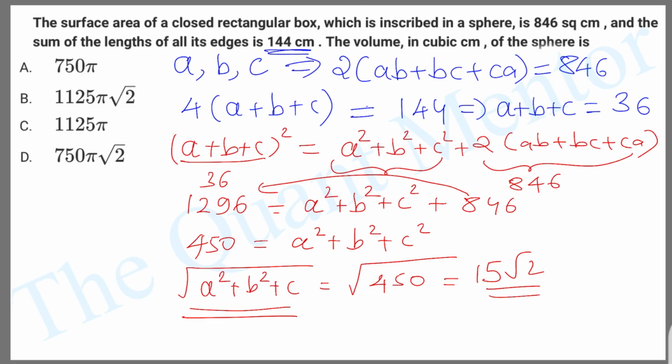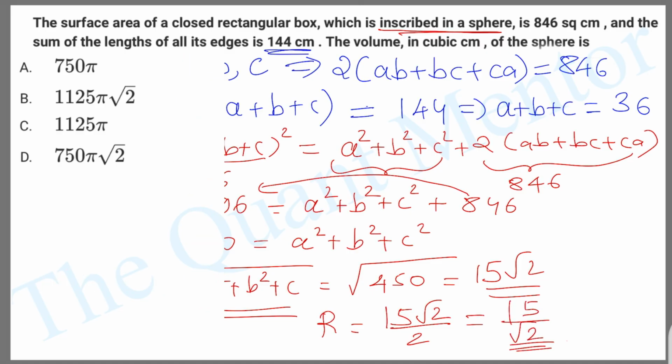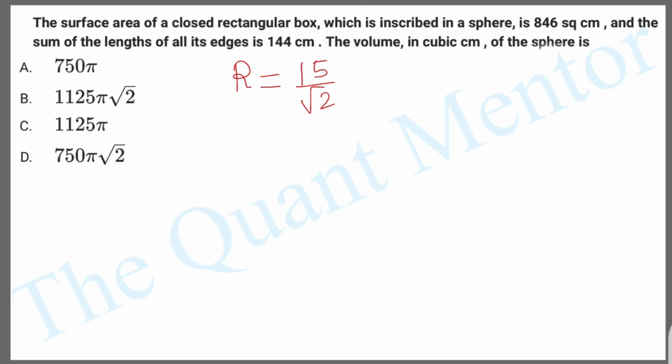And if you notice, the box is inscribed in a sphere. So the body diagonal of this particular cuboid is also the diameter of the sphere. If the diameter of the sphere is 15 root 2, the radius will be half of that. So 15 root 2 divided by 2 is my radius. It will be 15 divided by root 2. And now we know that the radius is 15 by root 2.